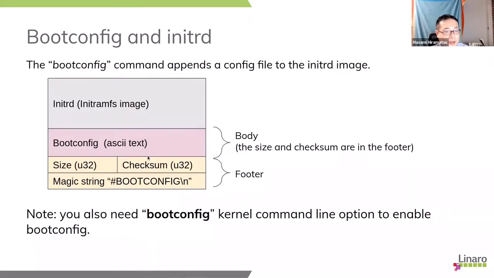So this shows how the bootconfig file is appended to the initrd image. It is appended to the initrd with a footer, so the kernel will check the footer to decode it. Note that you need to set the bootconfig kernel command line option to enable it. If you do not specify the bootconfig command line option, the kernel will ignore it even if there is a bootconfig at the tail of the initrd image.